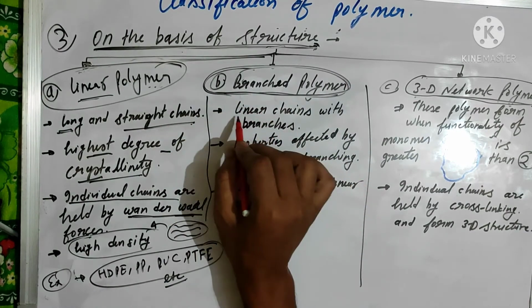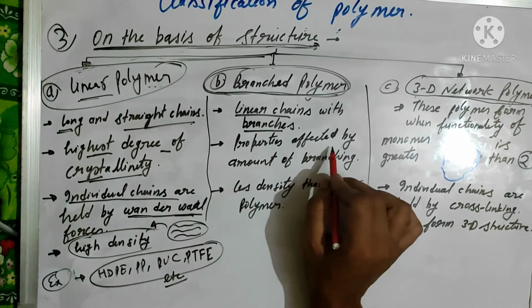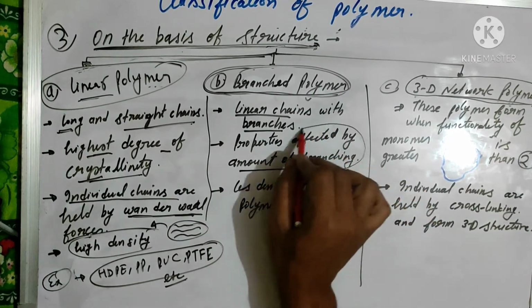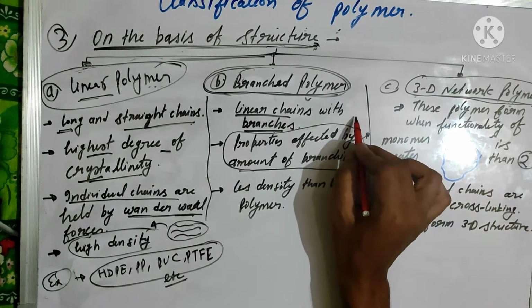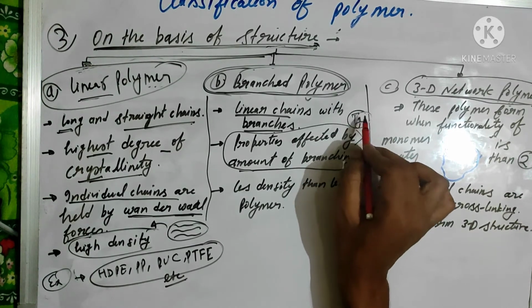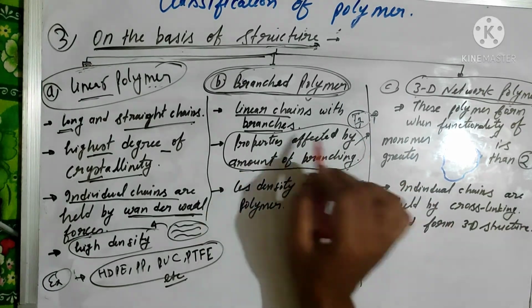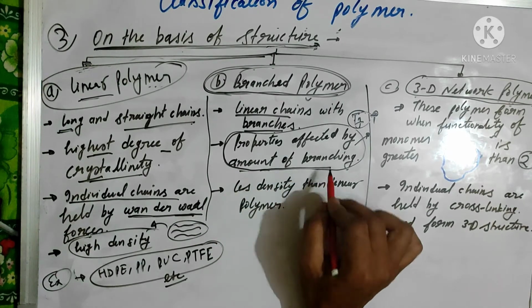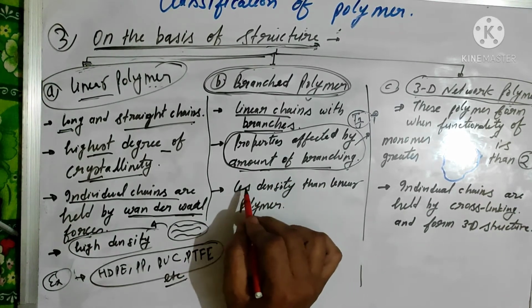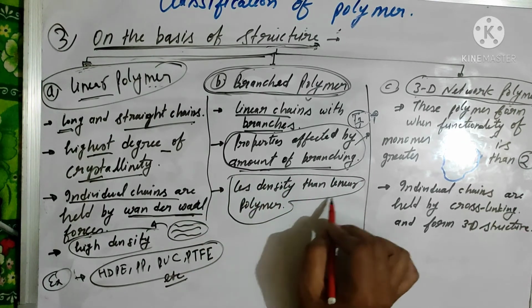Branch polymer. The branch polymer contains a linear chain with branches. The property of the branch polymer is affected by the amount of branching. When the amount of branching increases, the flexibility and mobility of the chain are reduced. That's why the glass transition temperature of that polymer increases. So many properties of the polymer are affected by the amount of branching. Due to the branching, these polymers show less density compared to the linear polymer.